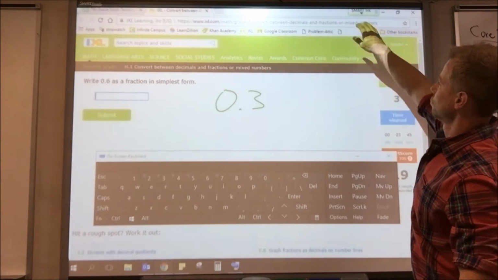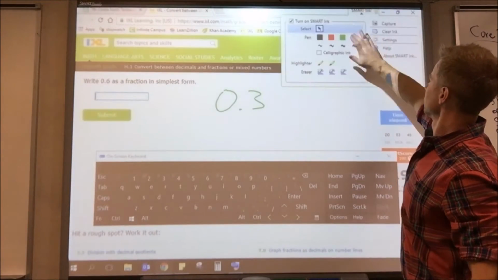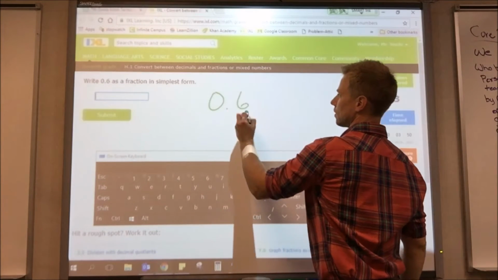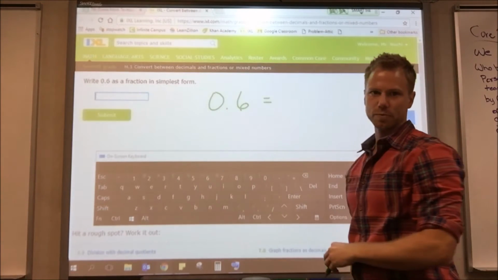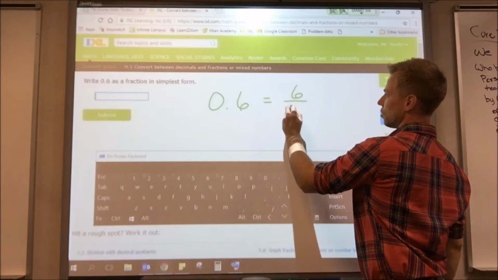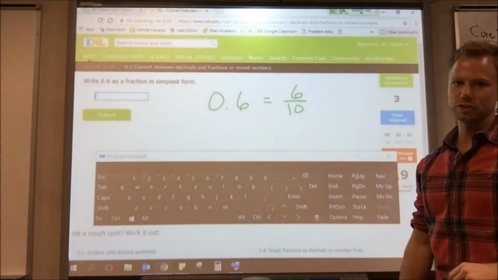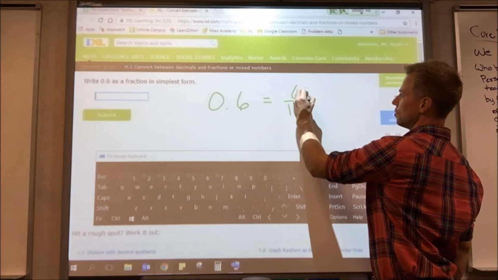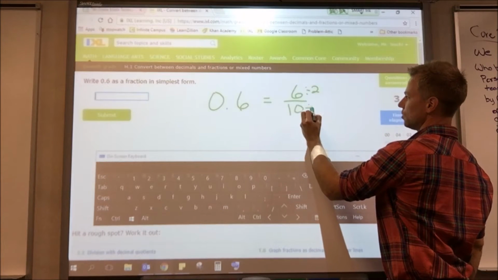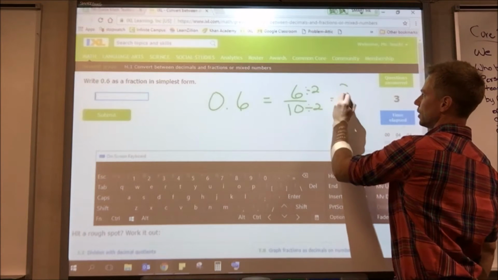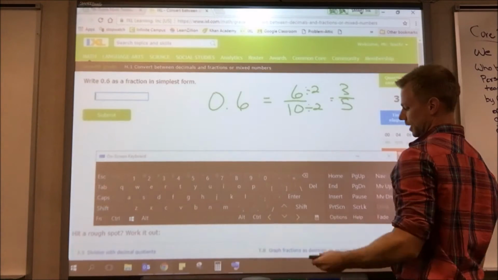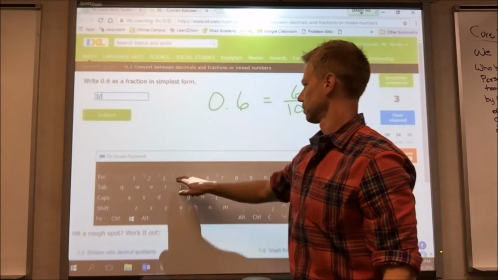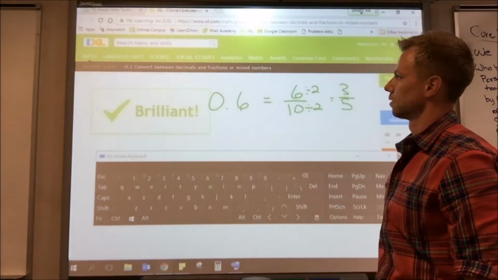Good. Let's try another one. We have 0.6. That 6 is in the tenths spot, so it's going to be 6 over 10. We're going to reduce. The greatest common factor between 6 and 10 is 2. So we divide by 2, top and bottom. We get 3 over 5, or 3/5. Good.